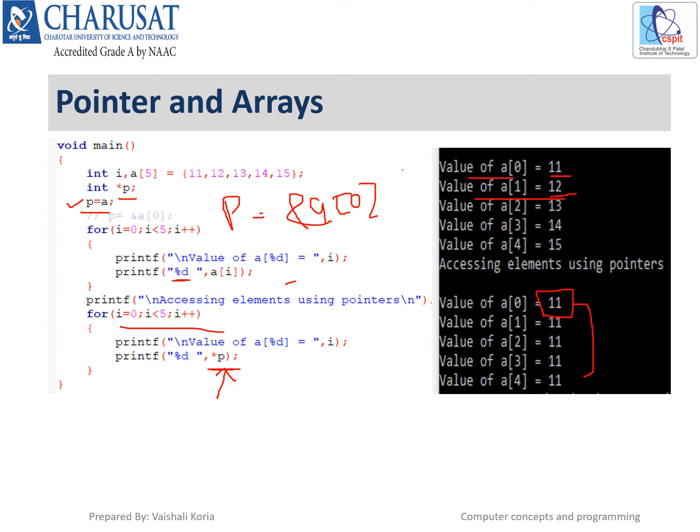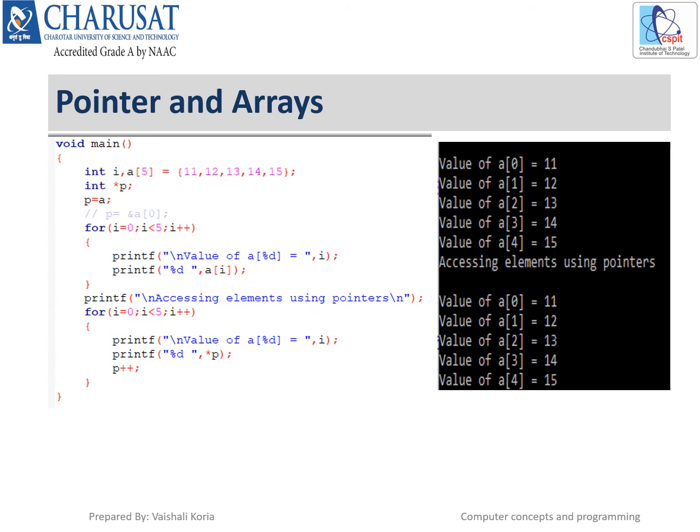For these 5 iterations, you can see here the output is only 11, because in p there is the address of the first element. So p is containing the address of a of 0. We have not updated the value of p in the iterations, so it will always give you the value of a of 0 only. When I is equal to 0 and you print the value pointed to by p, that means a of 0. After printing that, p should point to the next address, so that we can get the next value of the array. So this is the program for that.